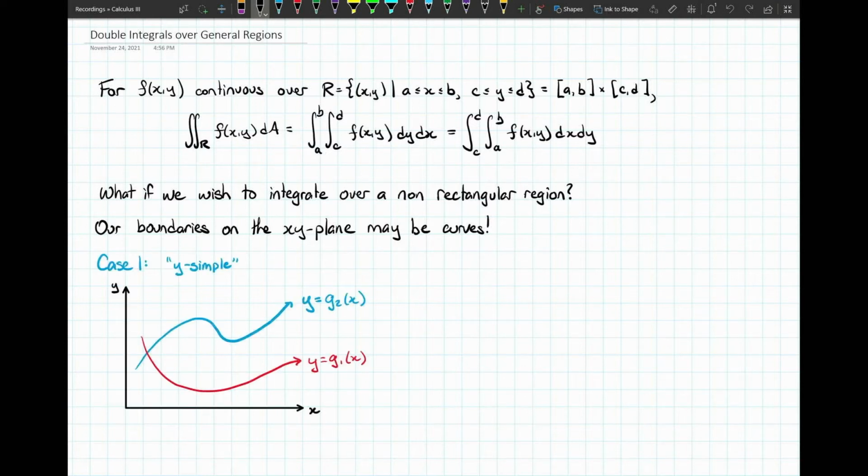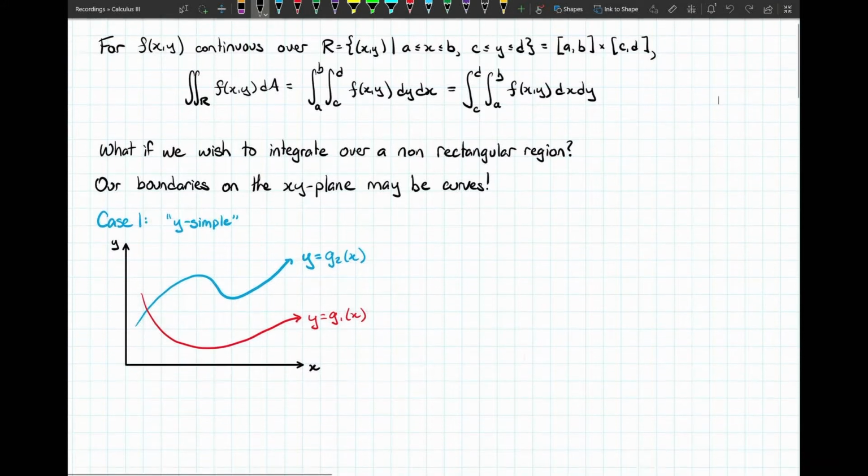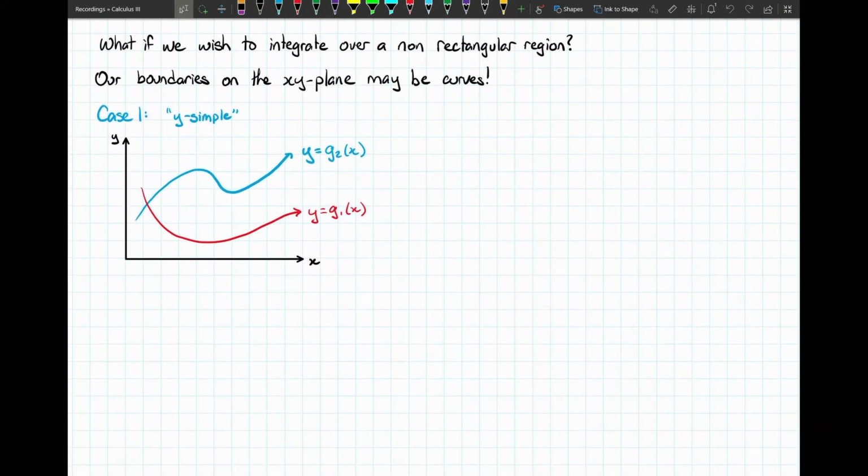In this first type of region, let's suppose that we have two nice functions of the form y equals g of x. Maybe we'll have g1 of x and g2 of x. And our region is bounded by those two curves over some interval for x. Maybe our region is bounded by the intersection point of these two curves, and that will happen when x equals a. And maybe our region only goes as far as x equals b. That would give us this nice shaded region in between these two curves.